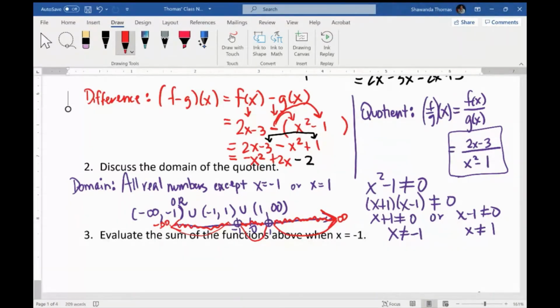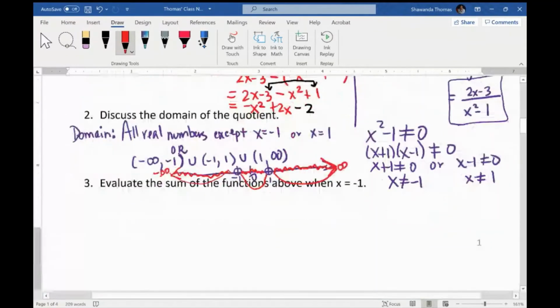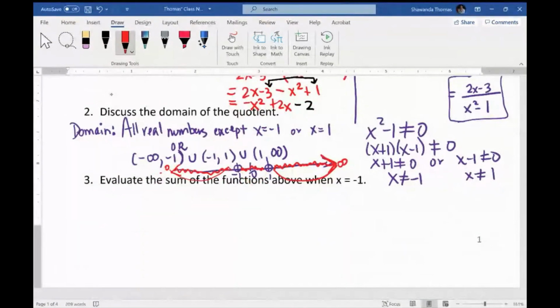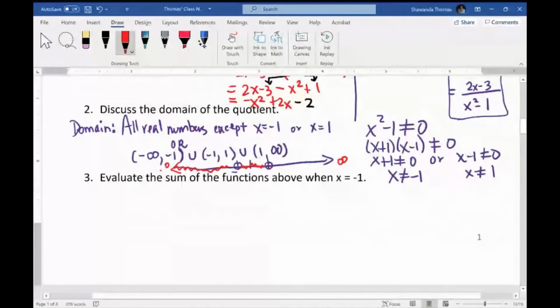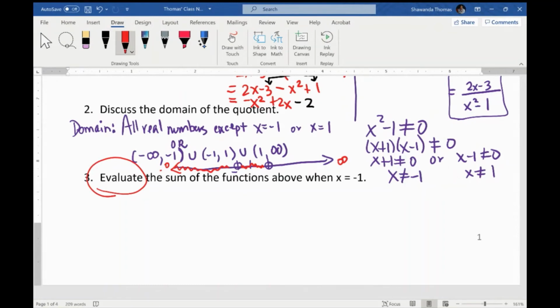Here's a question. Evaluate the sum of the functions above when x equals -1. This is going to be the last problem because we're not going to get to something else, and I wanted to show you one thing before we leave. What does evaluate mean? Because we evaluated functions. Sub in all the x's with -1.